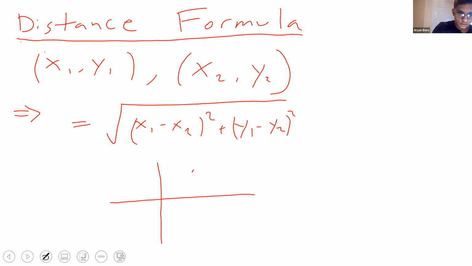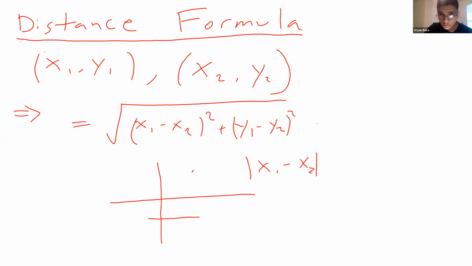If we have 2 points, we can find the x distance between them. It's just the absolute value of the difference of their x coordinates, which is just going to be x1 minus x2. And the y distance between them will just be the absolute value of the difference between their y coordinates. If you don't understand anything I'm saying, or if you want me to go faster or slower, please say so with the question and answer or the chat.